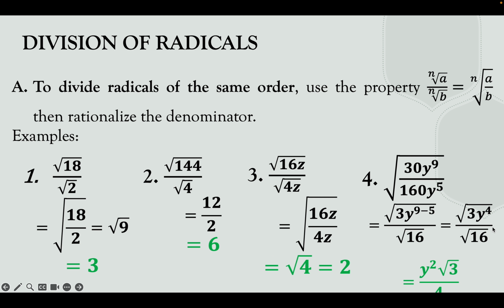So simplify this one. What is the square root of y raised to 4? We have y squared. And then the remaining value in the radical, we have square root of 3. The square root of 16 is 4. So our final answer is y raised to 2 square root of 3 over 4.